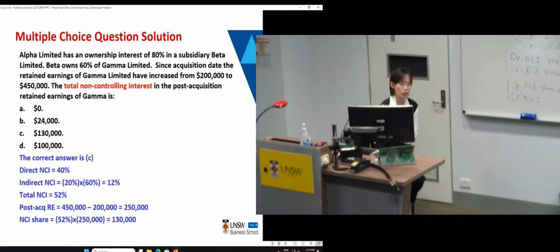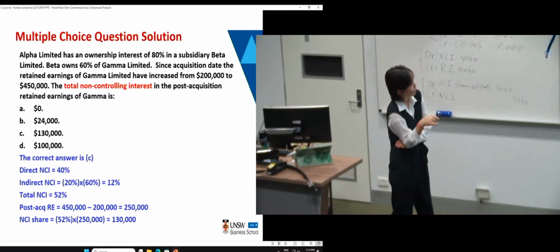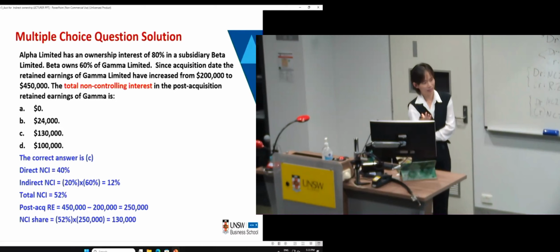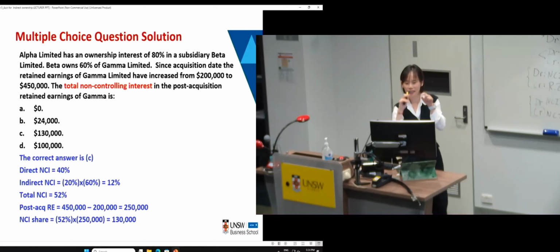This is a post-acquisition. What do you understand of post? What do you mean by post? That's right. You said after acquisition. What is 200,000 stand for? That's right. That's pre-acquisition, right? So using 450 minus 200,000, you can find after the acquisition date. Equity value. Not fair value. This is a movement in the retained earnings. On the acquisition date, you have 200,000 balance. Now you have 450,000 balance. The difference represents the changes in retained earnings during the post-acquisition period, and that is the post-acquisition retained earnings.